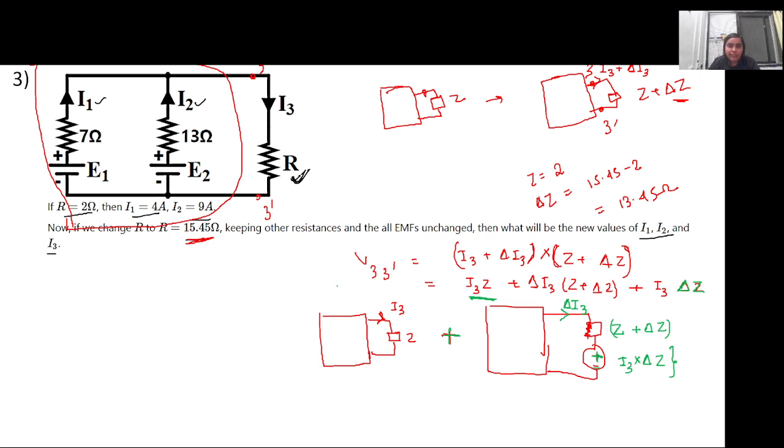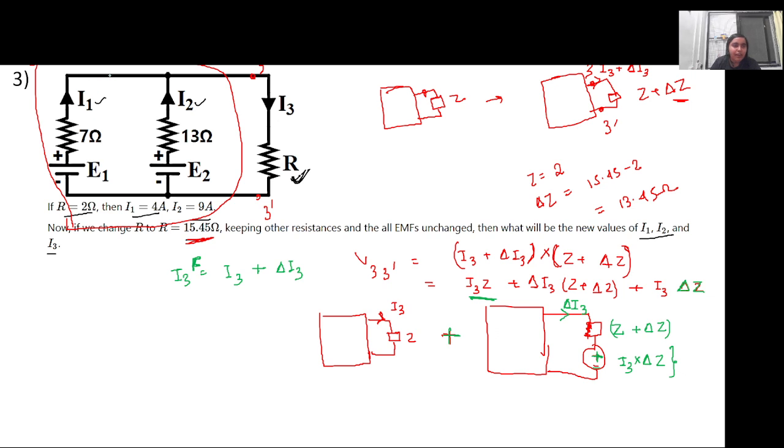So for the first case, the final current I3, let's write it I3F, will be equal to what was initially flowing, I3, plus del I3, which is because of this change in resistance. So I3 we can easily calculate.